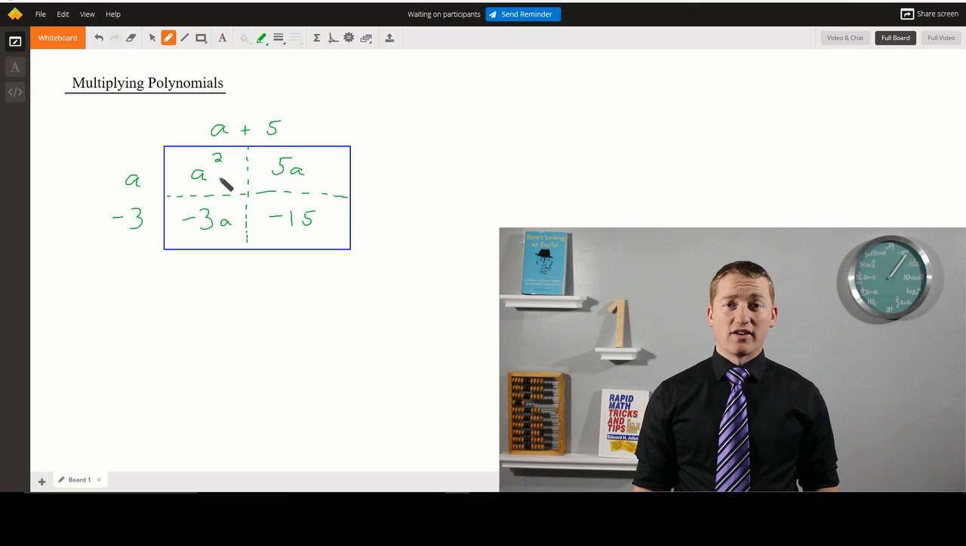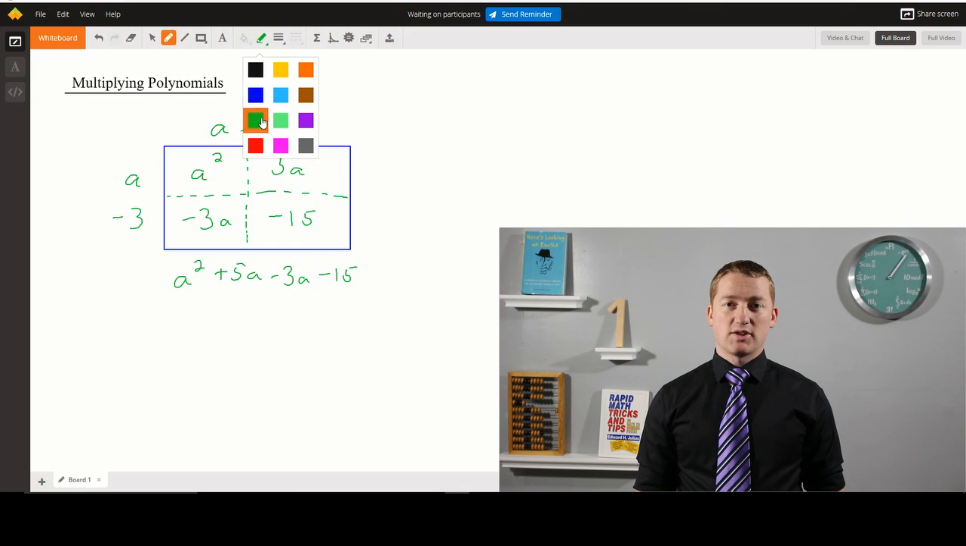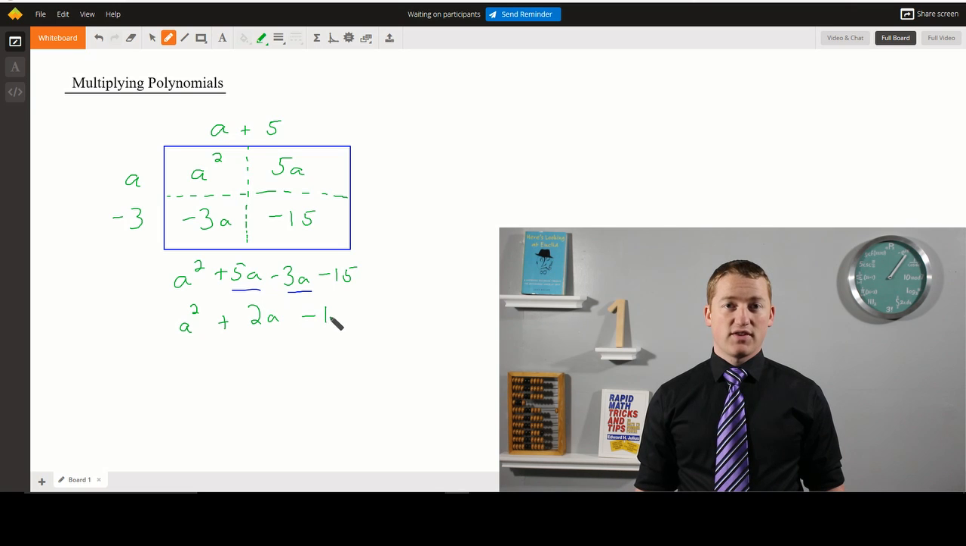Now we can add those all together. You have a squared plus 5a minus 3a minus 15. We can combine like terms. So here you have an a and here you have an a. You can combine those to be positive 2. 5a minus 3a would be 2a. So a squared plus 2a minus 15 would be your answer for the area.